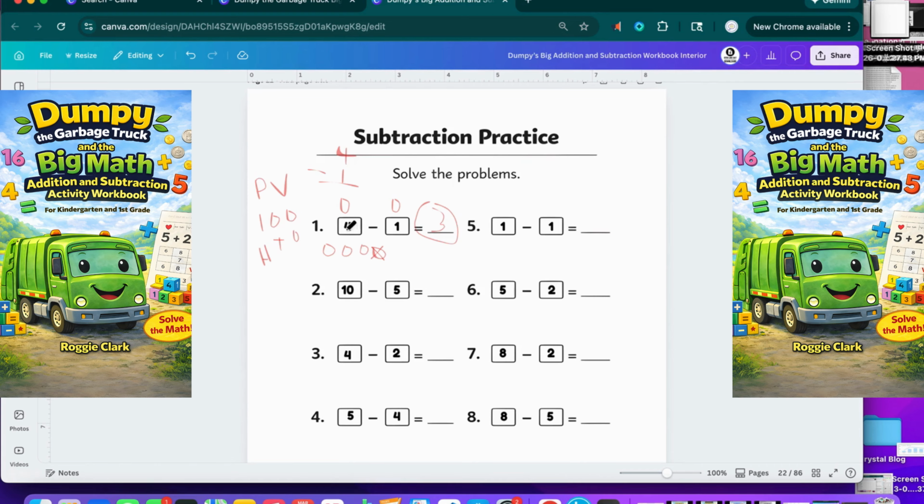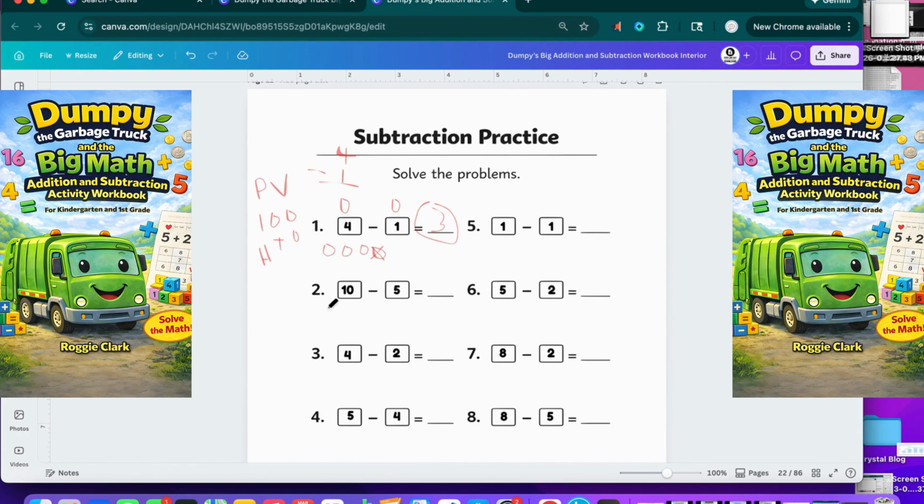So that's like 2 different strategies: looking at place value, and also using pictures. So those are 2 quick strategies. When I was teaching, that's something we always taught the kids: give them strategies, give them different options to solve this stuff.